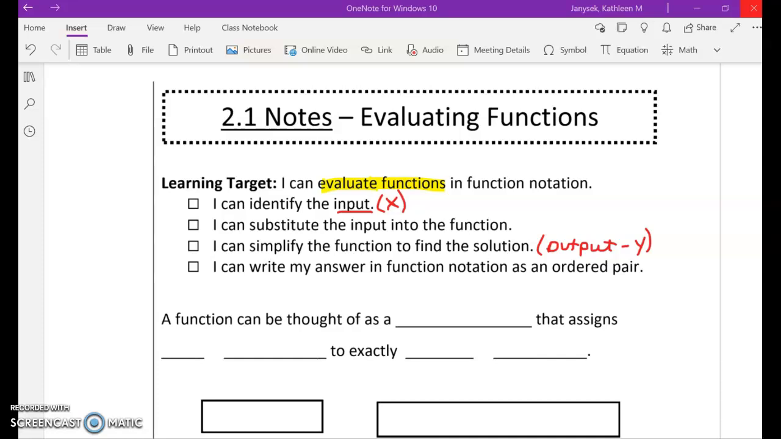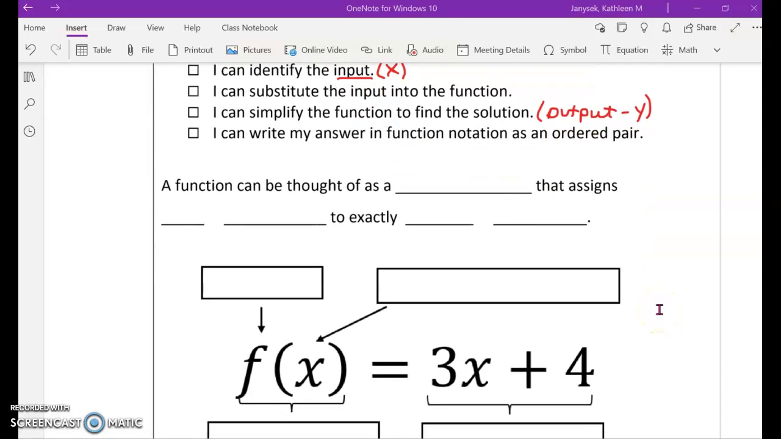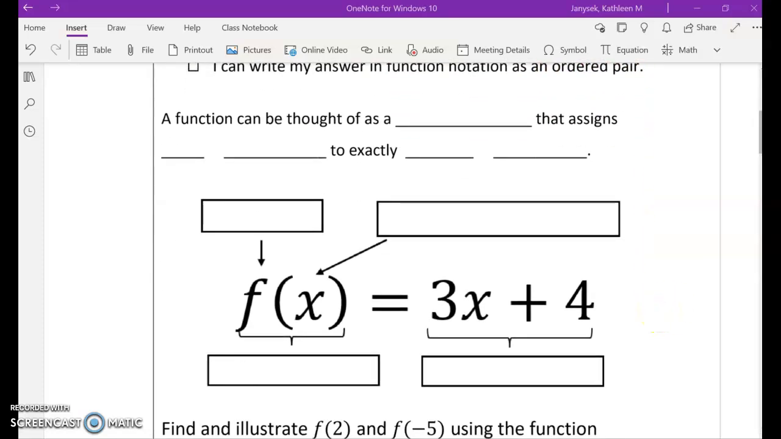So let's go ahead and look at what that means and what is function notation. So firstly, we've talked a little bit about how a function can be like a vending machine in class. So think of a function as a machine that assigns one input to exactly one output. Okay, and this is what a function looks like.